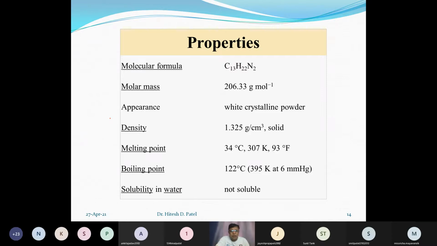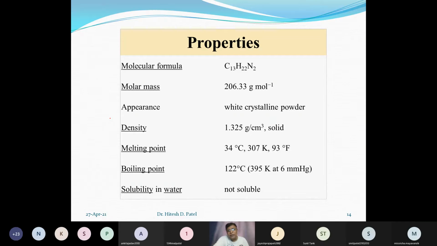Properties of this compound: molecular formula is C13H22N2. Molecular mass is near about 206.33 gram per mole. Then appearance, how it looks. It's a white crystalline powder. Density is 1.32. It's a waxy semi-solid, or we can say a wax type of material. It means it has a low melting point. Its melting point is 34 degrees centigrade, and when we heat this compound, it will convert into liquid.